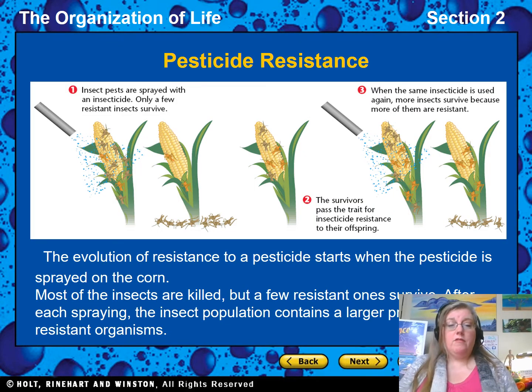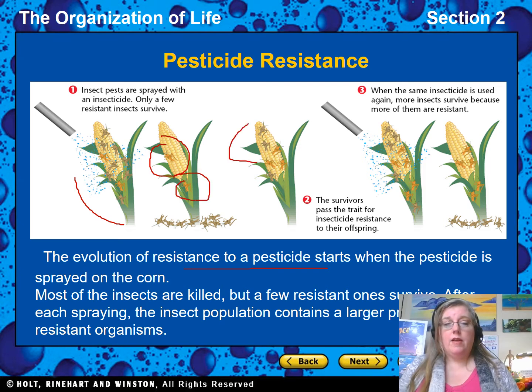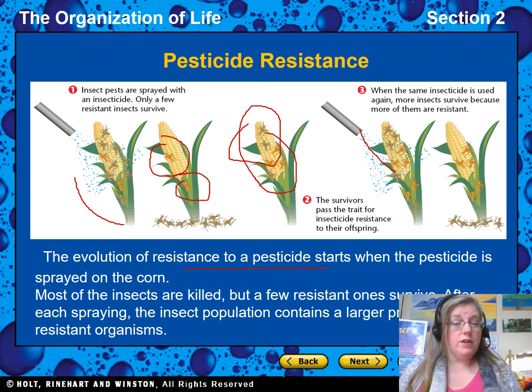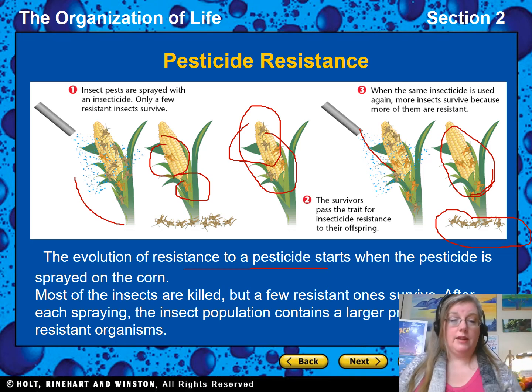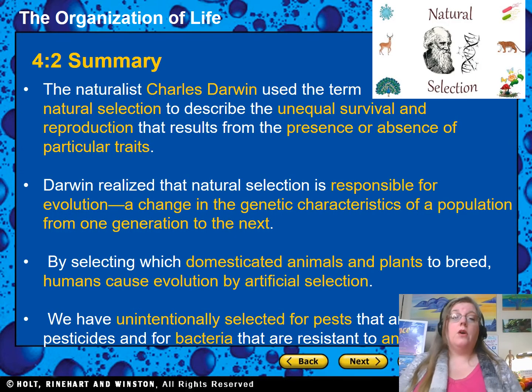Okay, so the evolution of resistance to a pesticide starts when it's sprayed on the corn. This is a bigger picture so you can see it. Killing most of the insects, you see here's one and here's one, they didn't die. So now you have all of their babies. You spray again, and it doesn't happen all at once. Evolution is very slow. You were still able to kill some of them, but a lot more of them survived. And so the next time you have to spray even sooner, and then even sooner, and less will die each time. So that is natural selection in a nutshell.